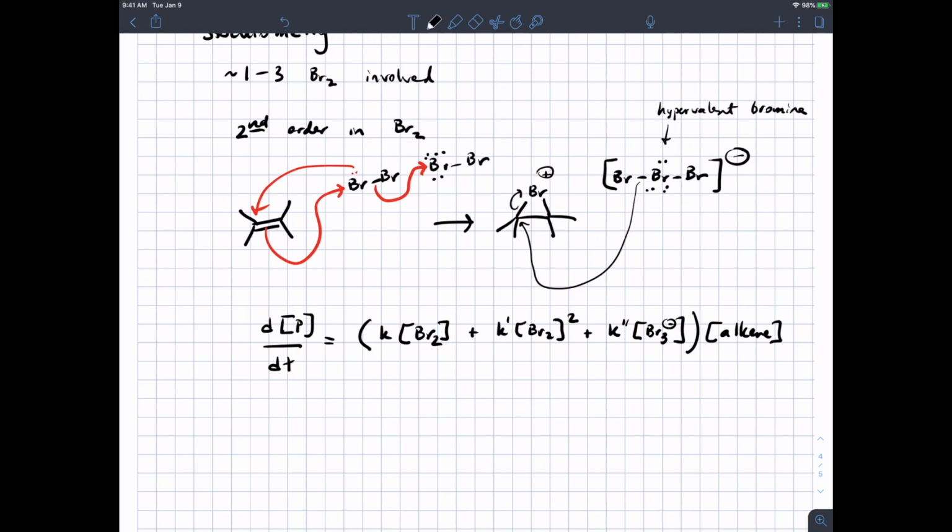For chlorination, you often see evidence for radical pathways. So people tend to do bromination more than chlorination because they want to control the reaction. There are some other details in this section, but I don't think they're necessarily relevant for us.